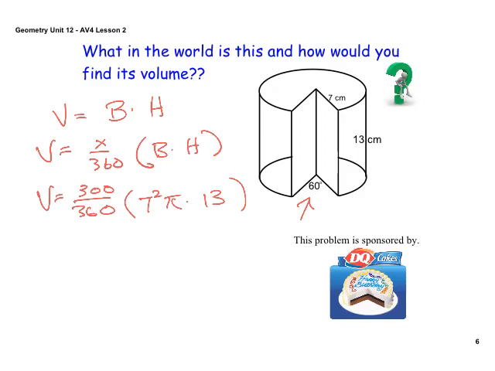We're going to multiply that times 300, and then divide by 360. Okay, and we're going to get a fraction here. We can look at it in decimal form. We've got 530.83 pi. And then if we want to finish this out, we could multiply by pi, or 3.14, and get a rounded answer of 1,669 centimeters cubed. And that's rounded to the nearest whole centimeter.